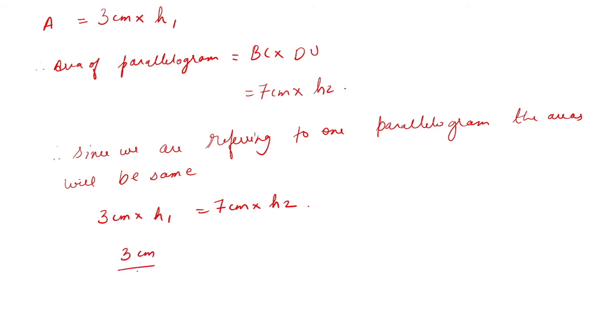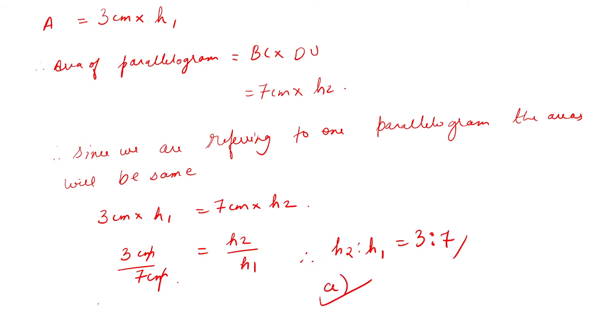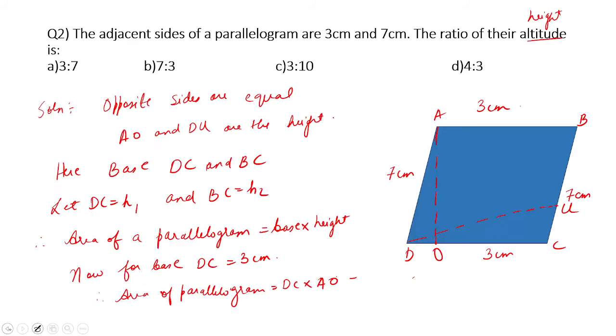3 centimeter by 7 centimeter, you bring it this side and you have H2 by H1. Clear? So you can just cancel out. Therefore, you can write this as H2 is to H1, which is the same thing as 3 is to 7. So that means your option is going to be A. Clear? So you go back, this is your given ratio, so this is going to be your answer.